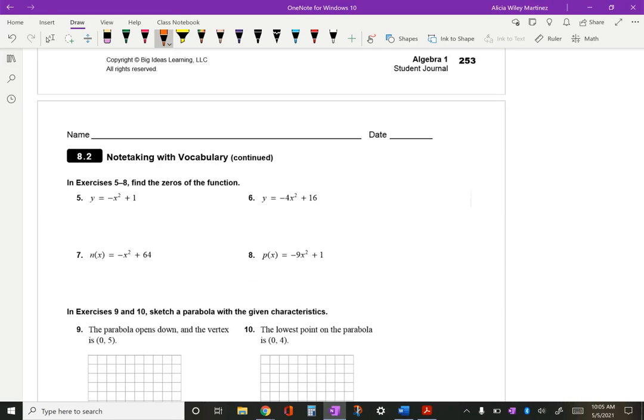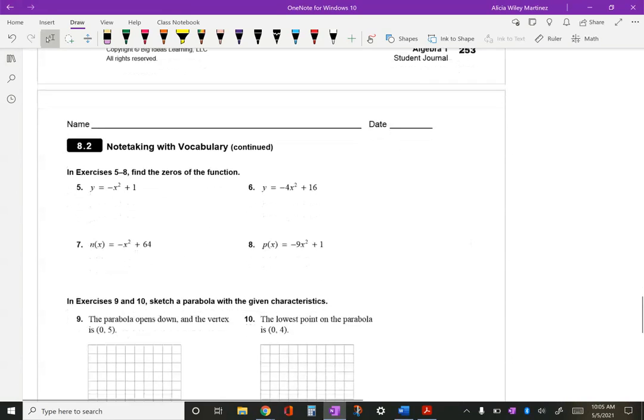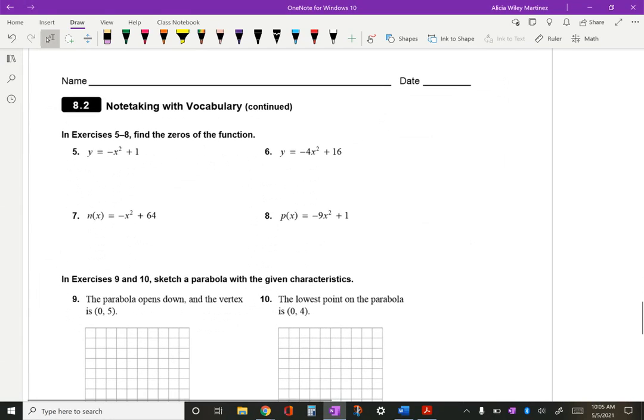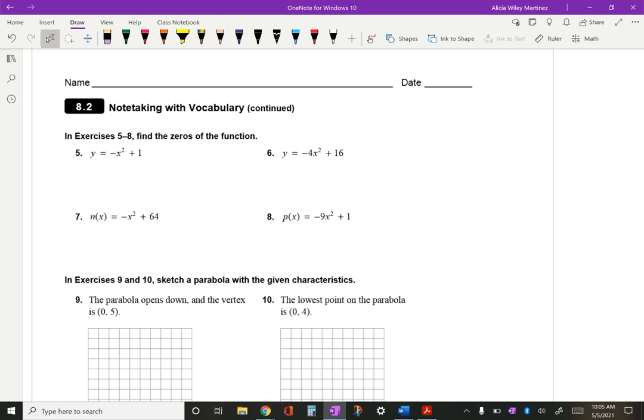Okay, so I'm on page 253 of the Student Journal, section 8.2, looking at numbers 5, 6, 7, and 8. The zeros of the function are basically the values of x when f of x equals 0. You could also think of it as y equals 0. So basically they are x-intercepts.